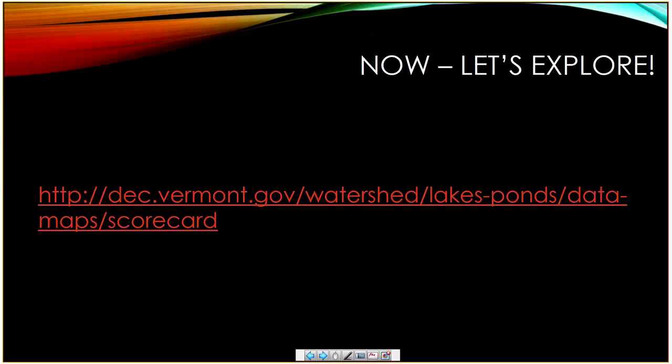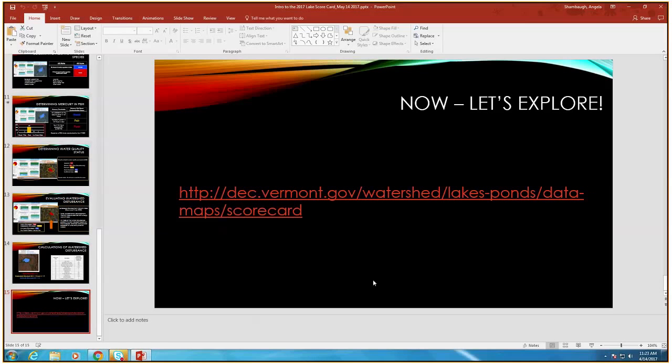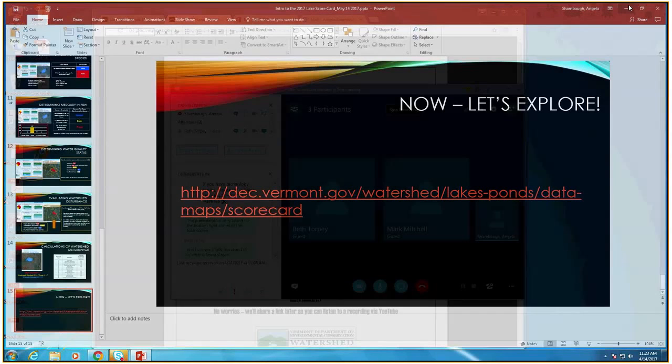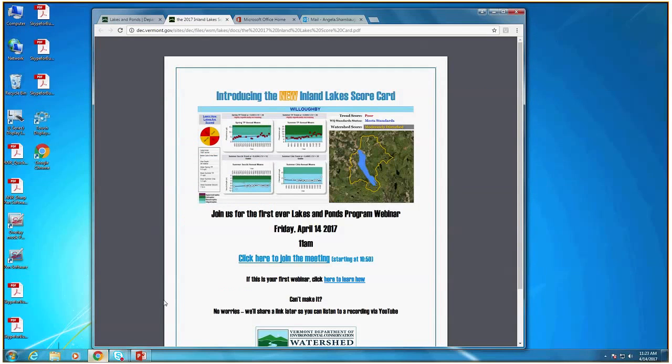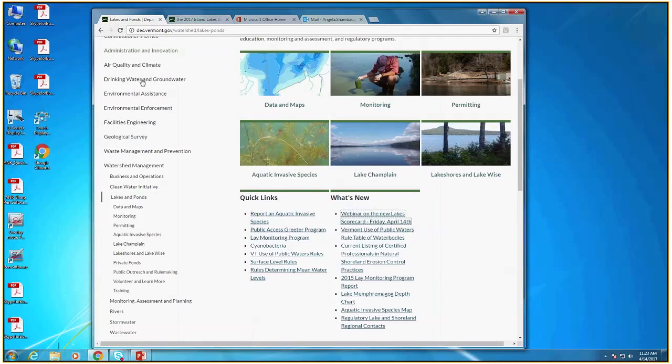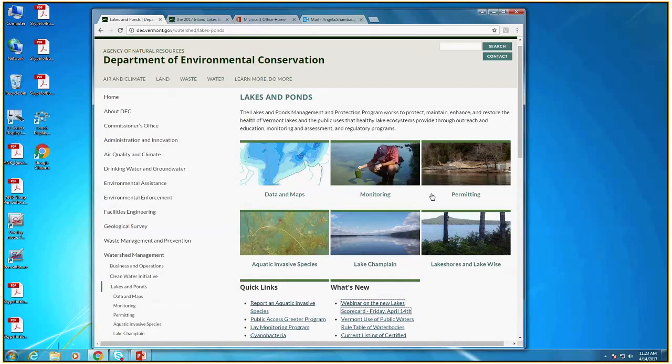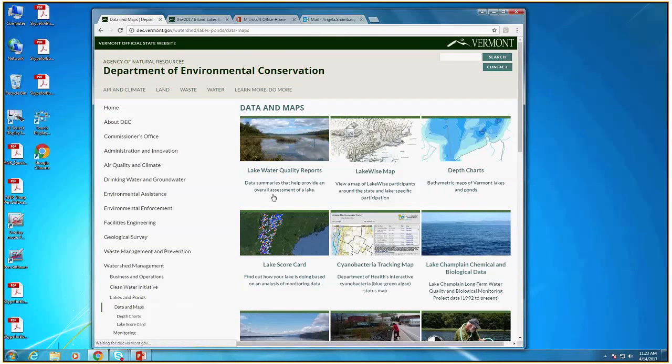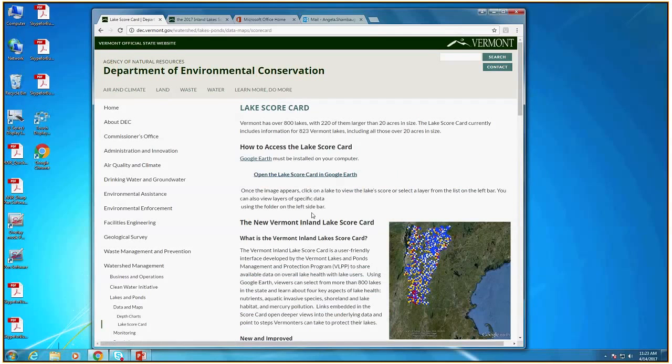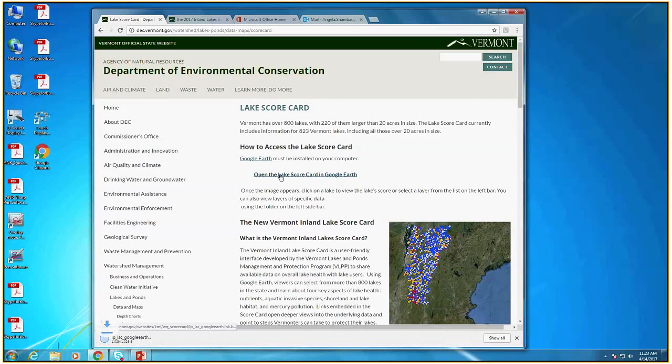So now I'm going to actually move right into the lake scorecard and show you how you navigate. Oop, wrong one. First thing you'll want to do is go to our Lakes and Ponds program webpage. If you click under Data and Maps, you'll see a list of everything that we provide. You can click on the lake scorecard. At this point, if you do not have Google Earth installed on your computer, you can click here and download, but then click here to actually open the scorecard.